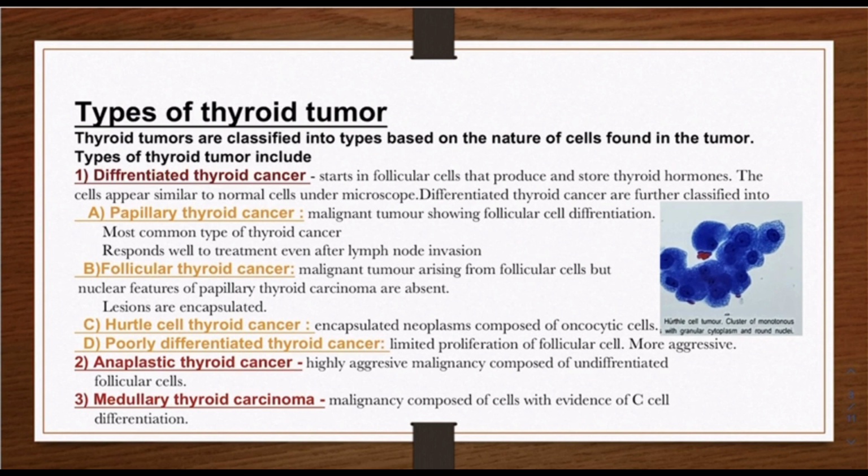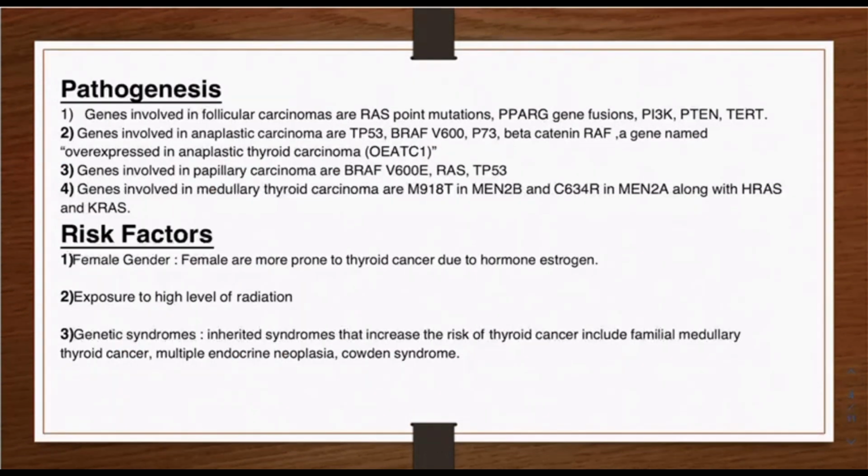1. Differentiated thyroid cancer, 2. Anaplastic thyroid cancer, 3. Medullary thyroid carcinoma. 1. Differentiated thyroid cancer. They start in follicular cells that produce and store thyroid hormones. The cells appear similar to the normal cell under microscope. Differentiated thyroid cancers are further classified into A. Papillary thyroid cancer, B. Follicular thyroid cancer, C. Hurthle cell thyroid cancer, D. Poorly differentiated thyroid cancer.